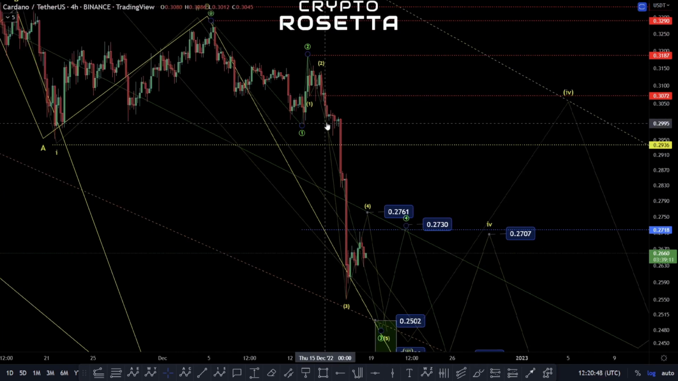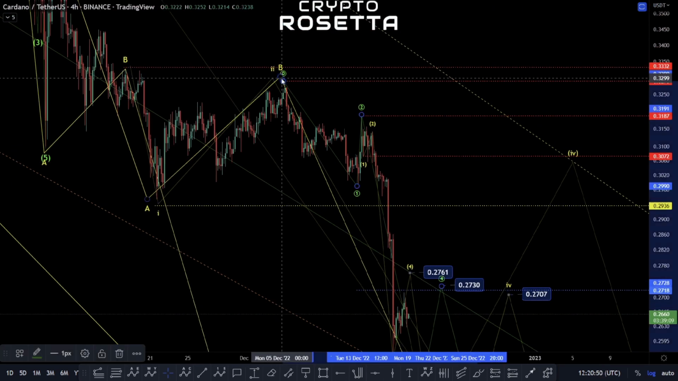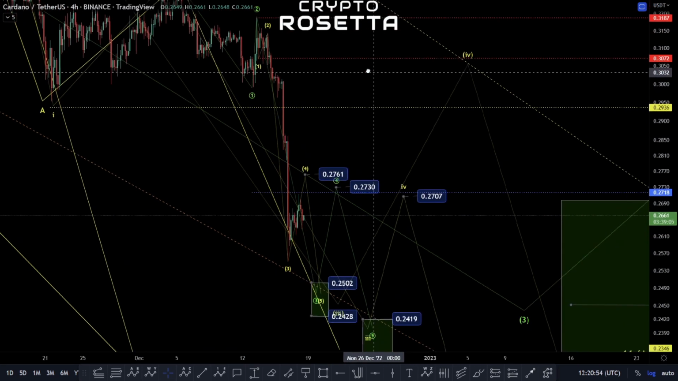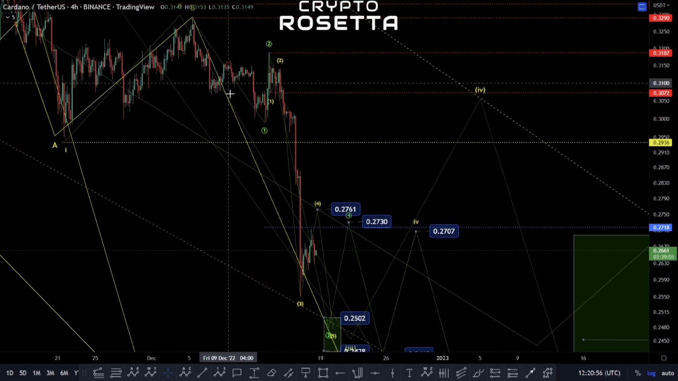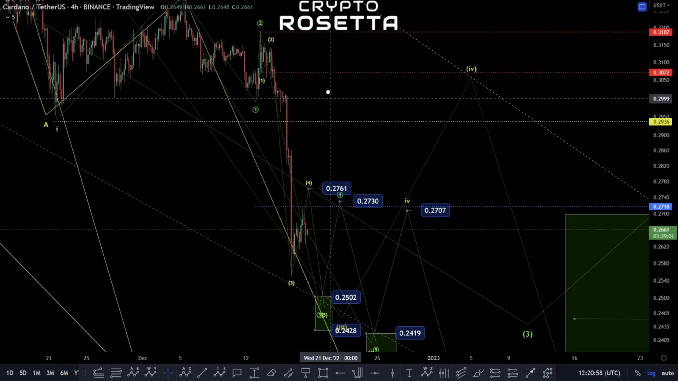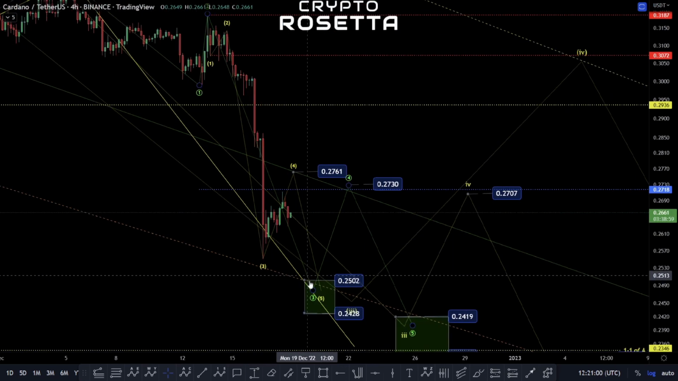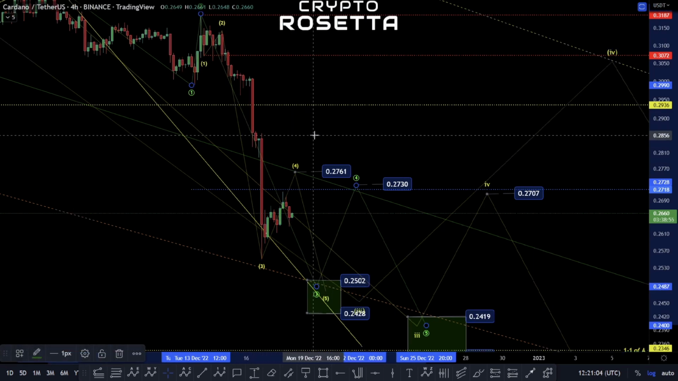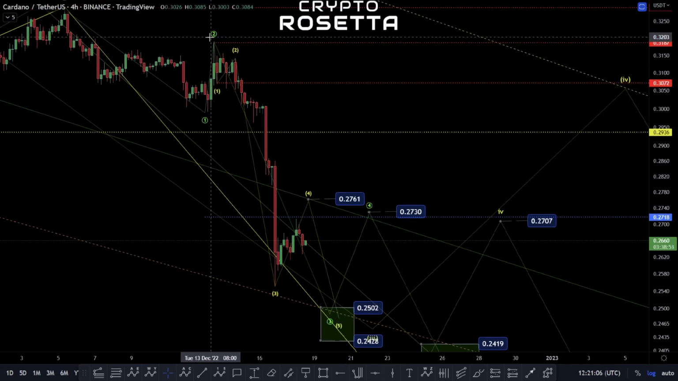So if the B wave does in fact end at this position here, what we'd be looking at is these moves to the downside here. And what I would be looking at currently is that we have a 1, 2, and then we're setting up for this third wave and the green third wave here. So what we would be looking at is the fact that this is how we can count this as well in a couple of ways.